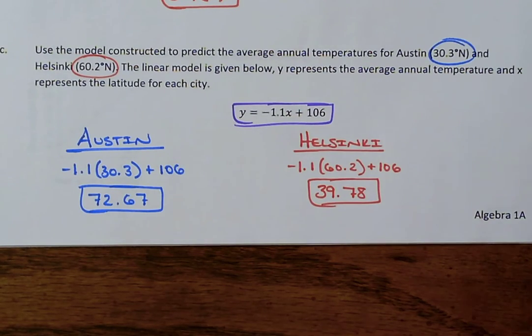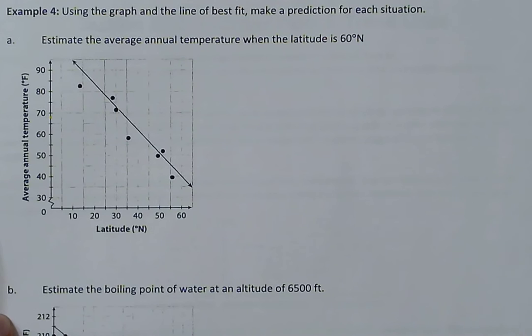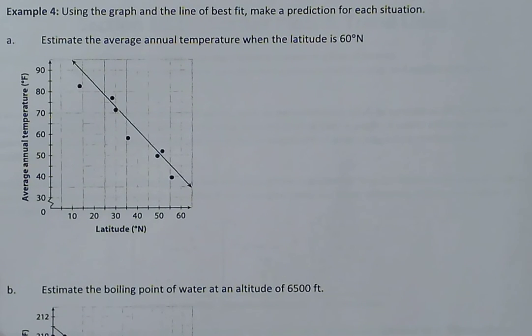All right, last one is example 4, and our final example for Algebra 1A. So example 4 is going to have us use the graph and the line of best fit to make a prediction for each situation. So this would be similar to example 3, but instead of using the equation of the line, we're just going to use the line to help us make a prediction.